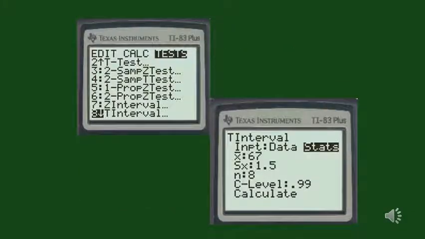Again, you want to go to Stat, Tests, and then Z interval. Again, it is interval, not test. You put in that the mean was 67, the standard deviation is 1.5, the number was 8 people, and we had a confidence level of 99%. Do be careful when you enter stuff because it is a different order than it was asked for Z. You just want to make sure that you do put everything where it belongs.